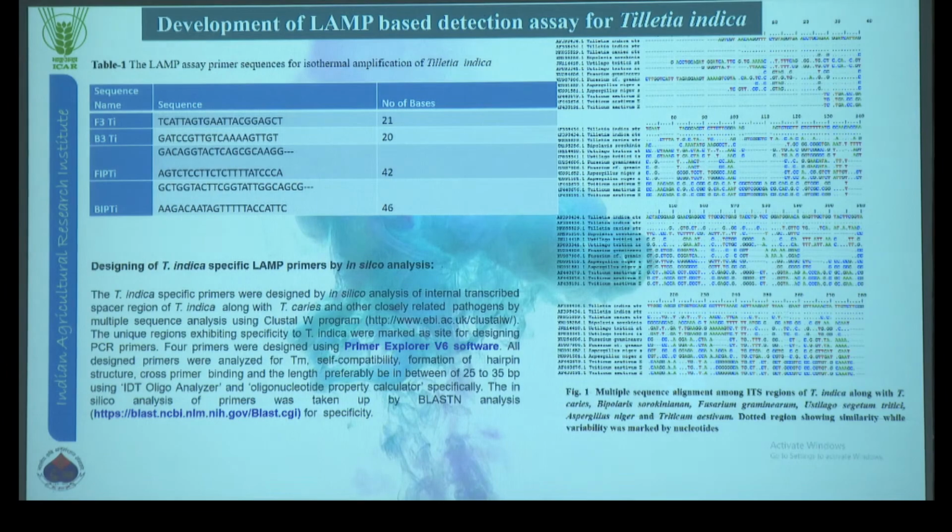So for Tilletia indica we have also developed this marker. We generated 4 sets of primers based on the Primer Explorer V6 software, and after designing the primers we checked in NCBI BLAST whether any similarity is there. There should not be any similarity to other pathogens; that is clear cut. These bioinformatics softwares are required for this analysis.